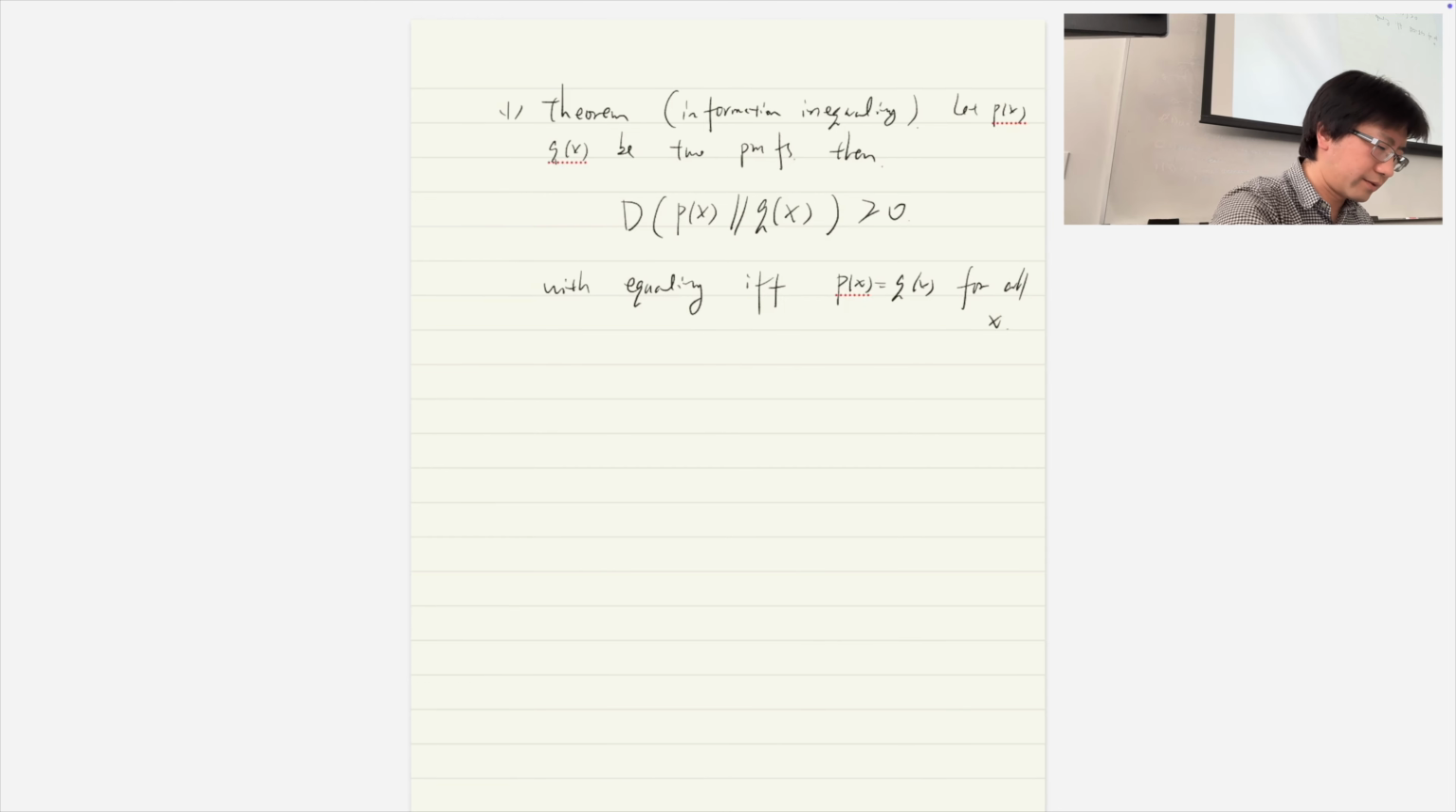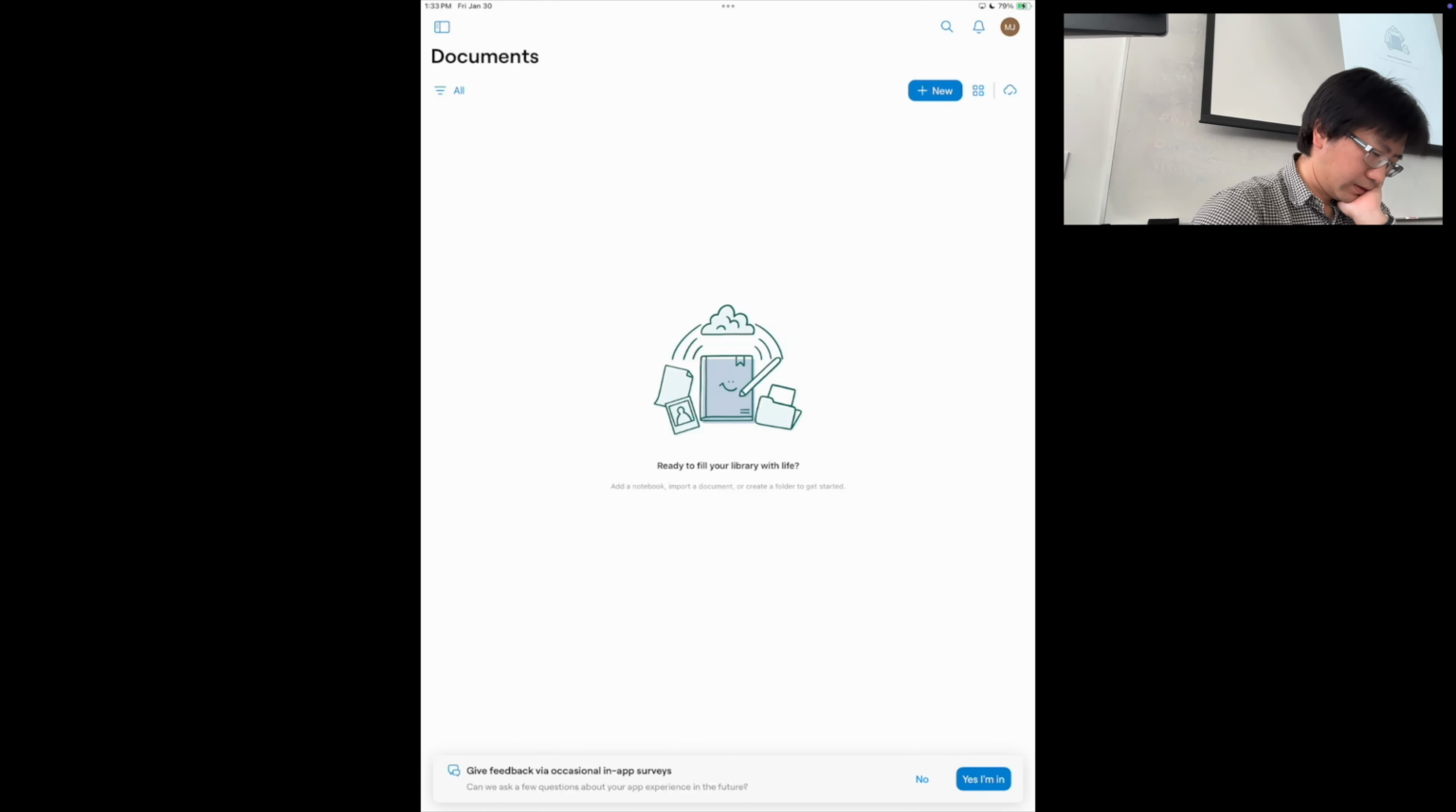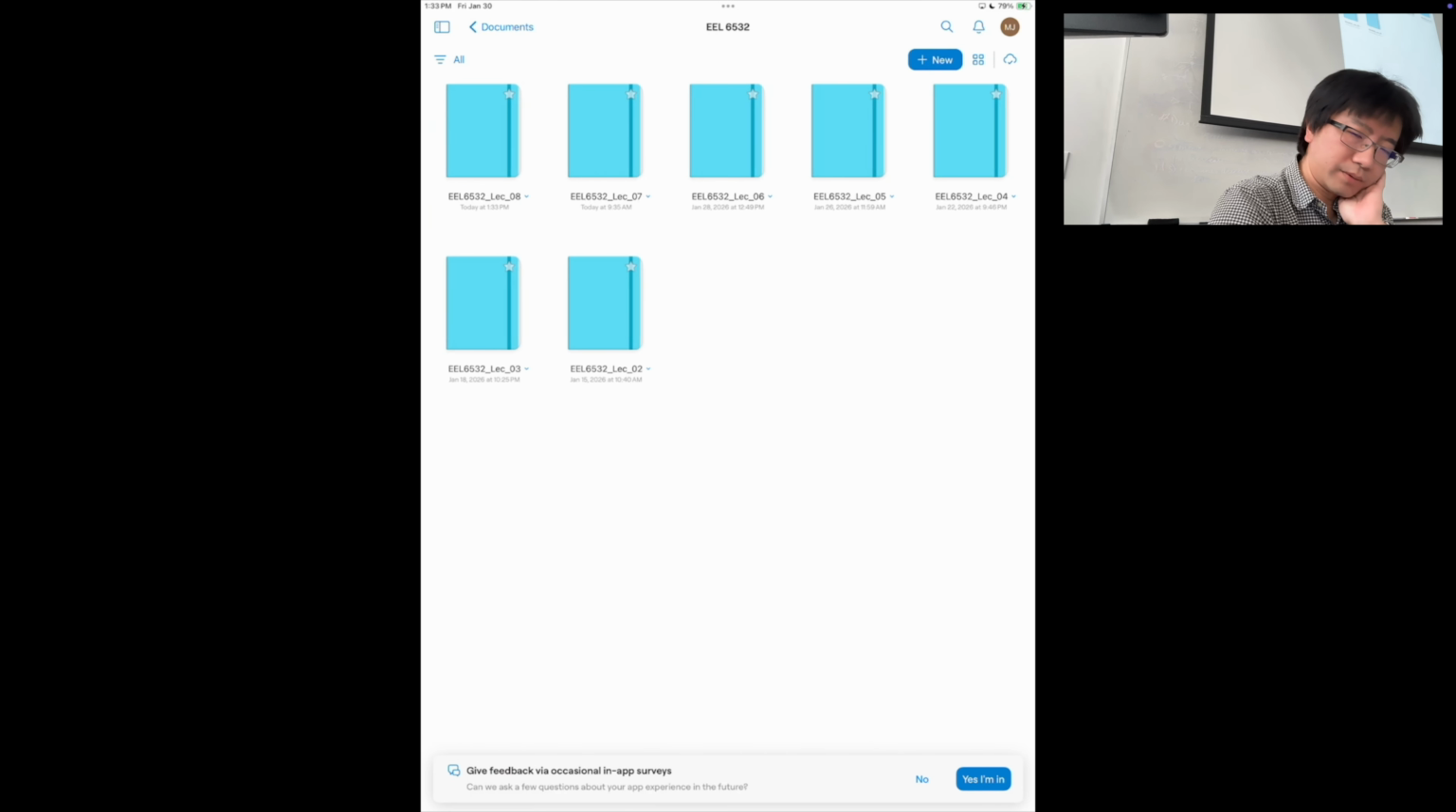Let me see whether I can find it or not. How can I close this file? If I click close here, then the app is closed. Interesting. Let's see, when did we talk about that?